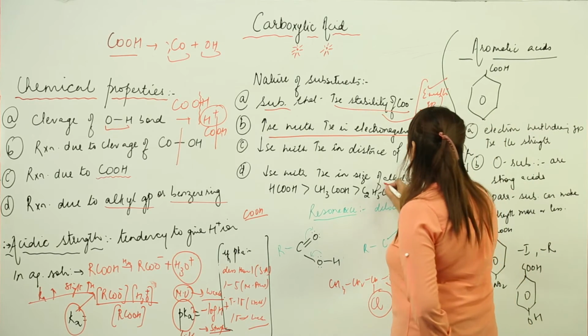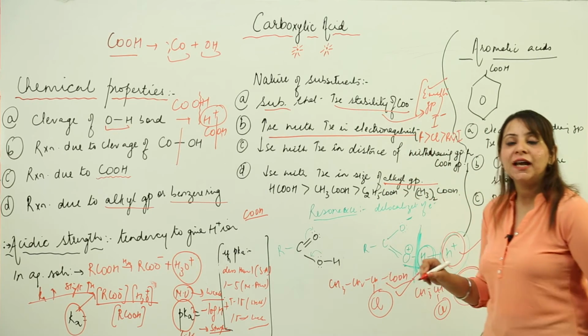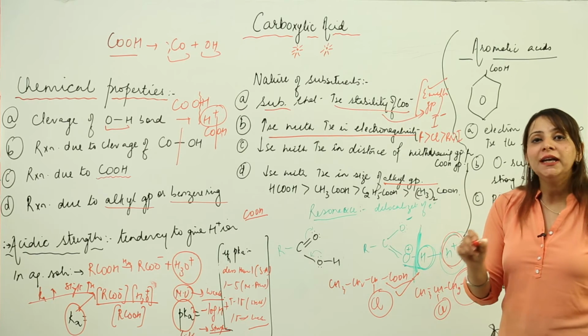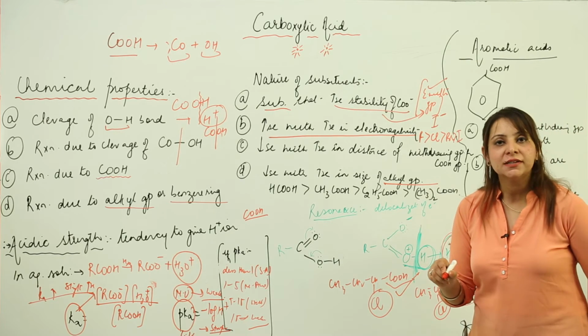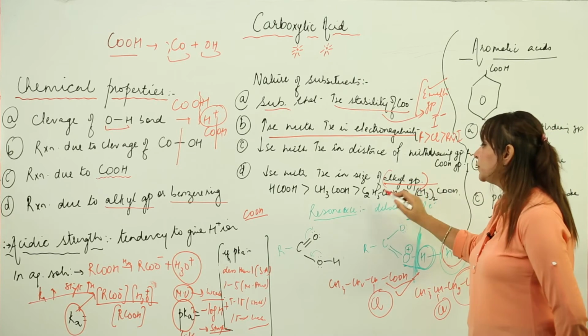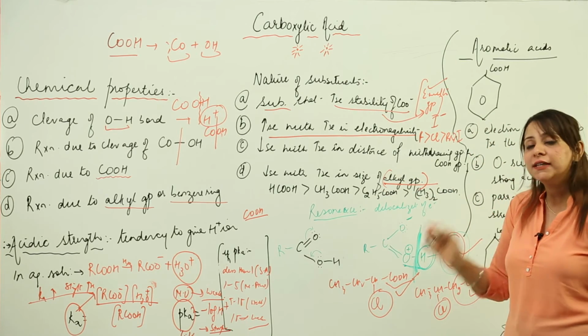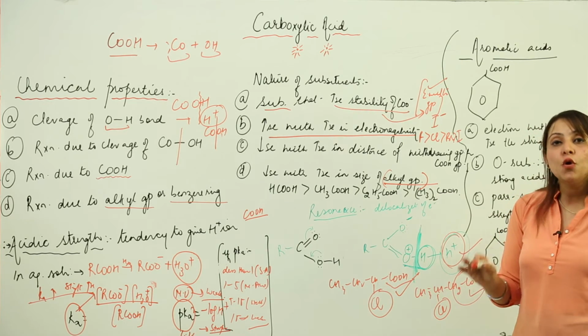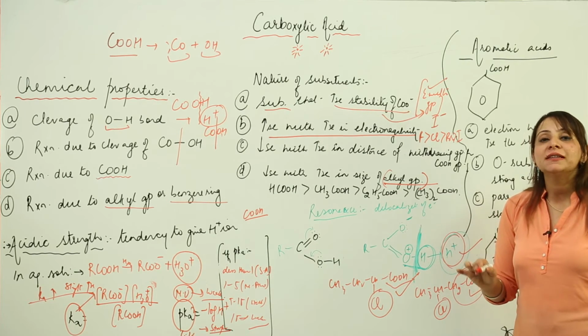Likewise, if you have more alkyl groups, you know that alkyl groups are actually electron releasing. So we don't need electron releasing groups, because if they are present, they just decrease the strength of the acid. So if these kinds of alkyl groups are attached, the more the alkyl groups, the more the electron releasing tendency, that means the more the plus I effect, and that means the less the strength.